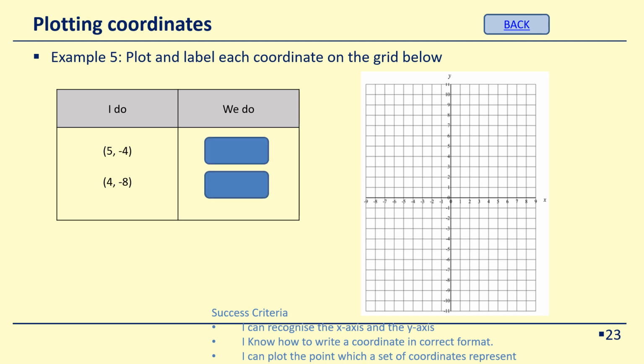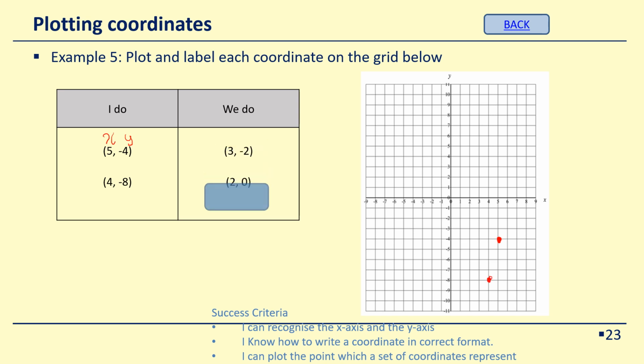Okay, (5, -4). I'm just going to go a bit faster now. This time they're not both negative. The 5's positive. So remember x and y: 5 to the right and 4 down. Then 4 to the right and 8 down.